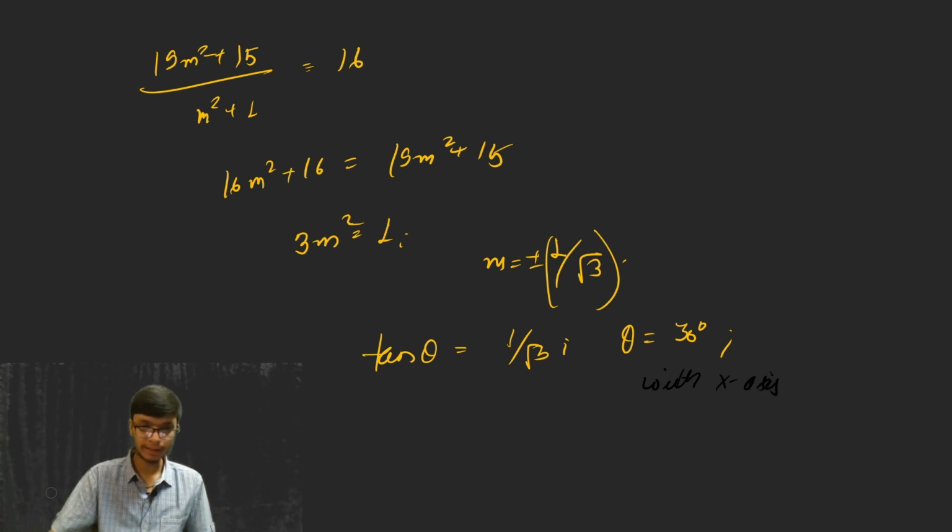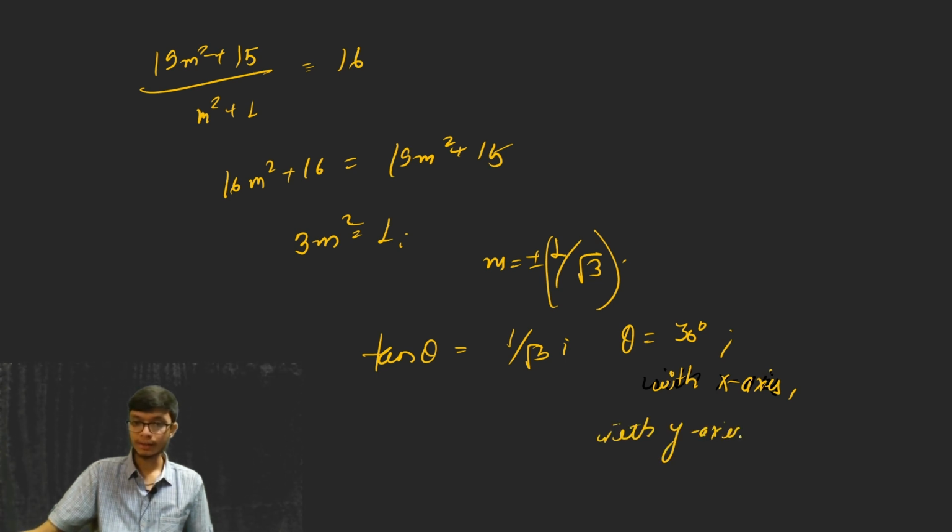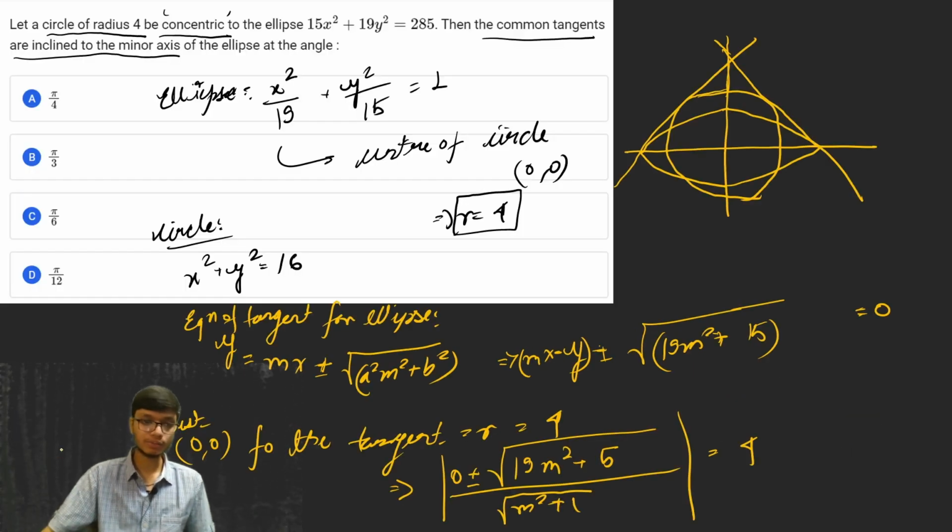Or let me write again. With the x axis it is 30 degrees. So with the y axis, because they're perpendicular, it will make 60 degrees, and that will be basically pi by 3. So that is pi by 3, and this makes the answer to this particular problem option number B.